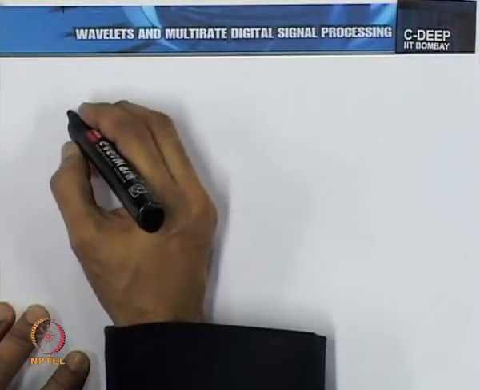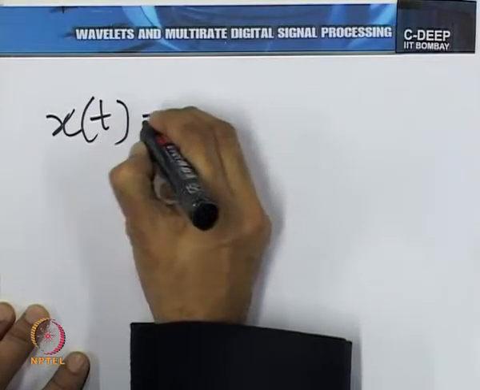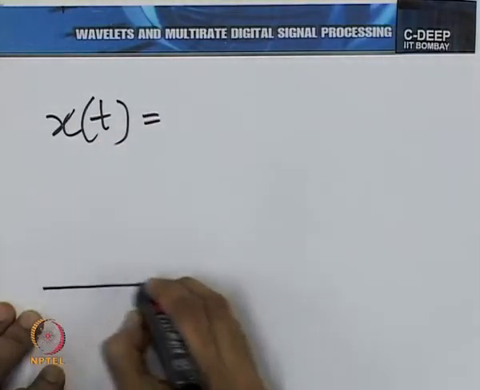Whatever it be, let us consider a function in V0 again to fix our ideas of the connection between functions and sequences. So, let us take this example, again a little bit of repetition from the previous lecture, but let us fix our ideas with it. So, we have this function, let us say x of t given by the following graphical representation.